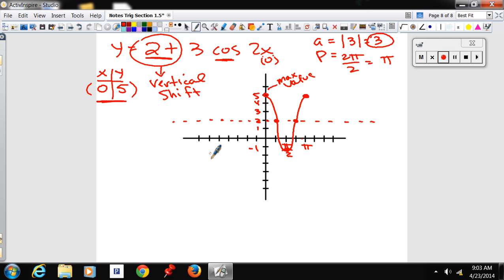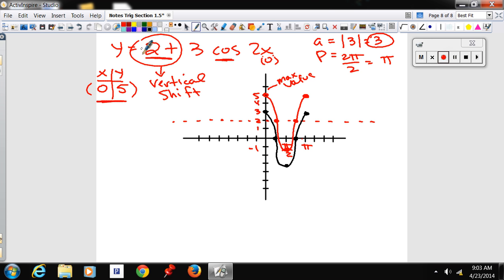Now let me show you what it would have looked like had there been no 2 plus right here. My maximum would have been 3 over here. My minimum would have been negative 3. And these would have been my 2 intercepts on the x-axis. This would have been my curve. Do you see what happened from the black one up to the red one? We vertically shifted it up 2 units. Everything got moved up 2 units. This whole graph was just moved up and it became the red graph.